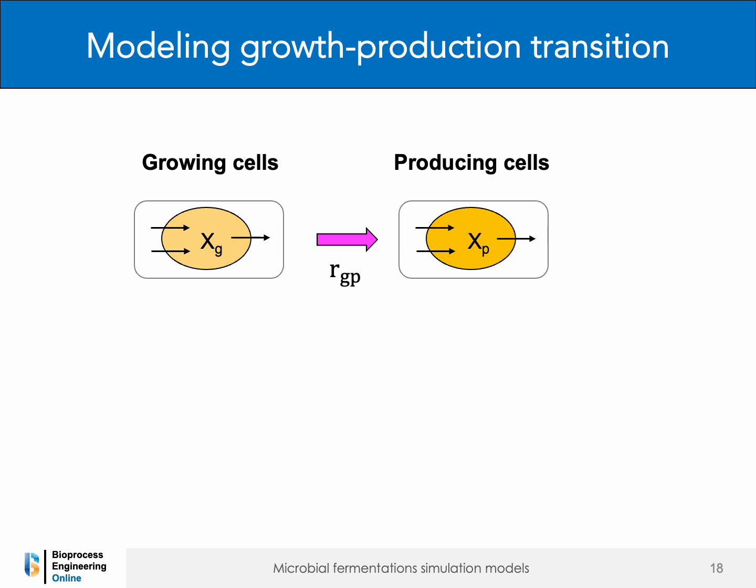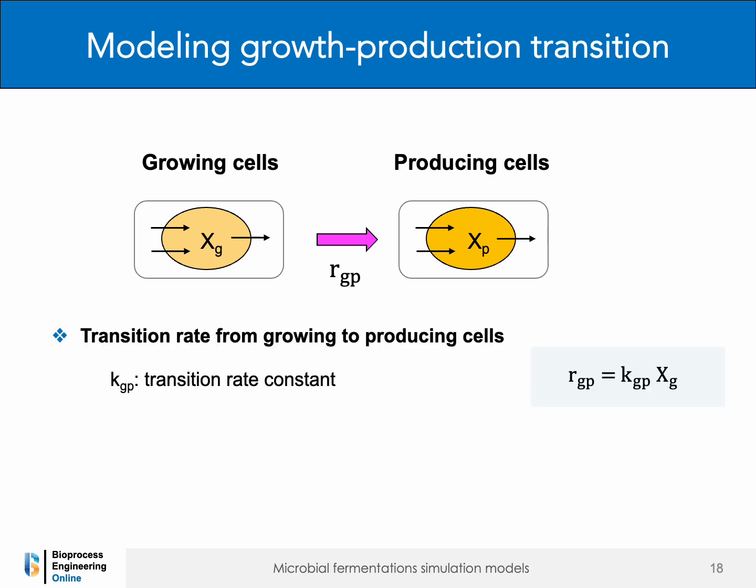A similar kinetic formulation is used to describe the physiological transition from growing cells Xg to producing cells Xp. The transition rate, denoted as RGP, expressed in grams of cells per liter per hour, is assumed to be proportional to the concentration of growing cells Xg, with kgp representing the first-order transition rate constant.